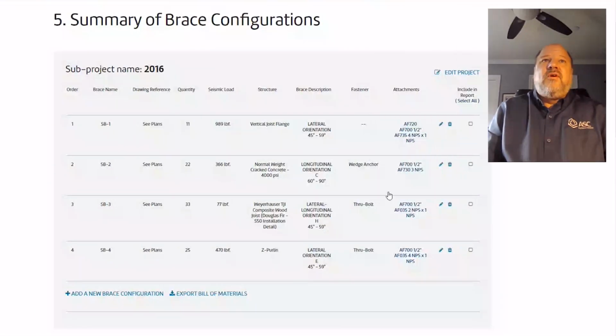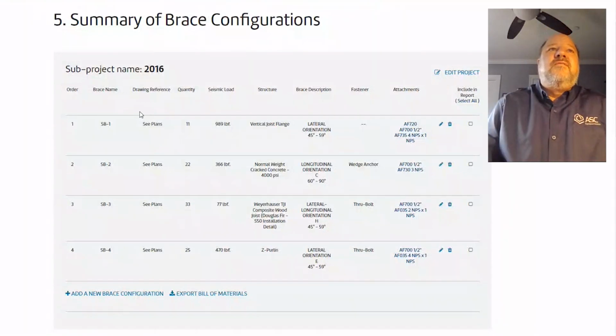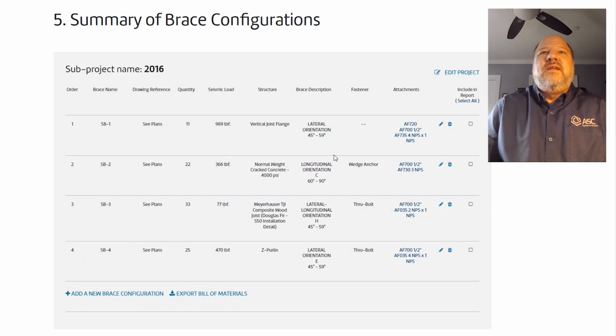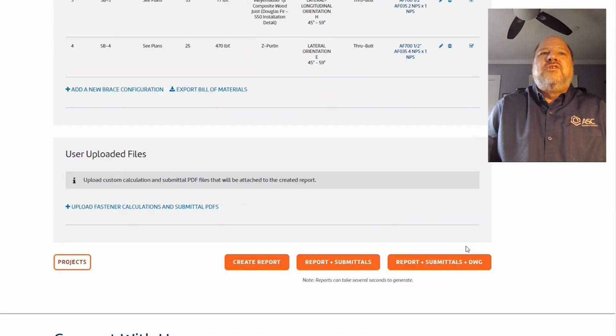So hopefully you're all now seeing my summary of it. I made 4 sway braces here, and I got a little bit of everything in here to highlight some of the features we have. So if I wanted to create a report with all 4 of these braces, I would put a checkbox in here, or I could even just pick select all. And then those are the ones I'm going to create a report with. And I'm going to choose to create a report in submittals.